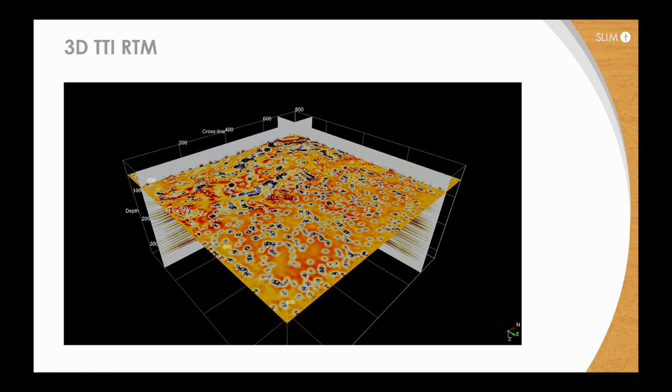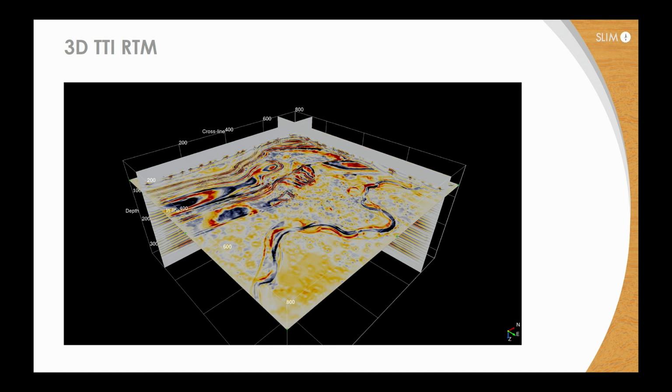OK, so now I have some imaging results. I'm going to step through depth. Here you can see at the very shallow part, obviously, we have the imprint of the sources. You can see this very nice random imprint of the sources here. And then as we step down, obviously, those artifacts become less and less.